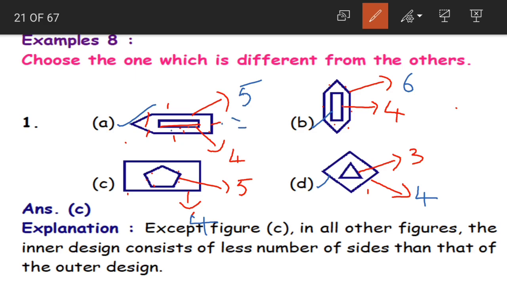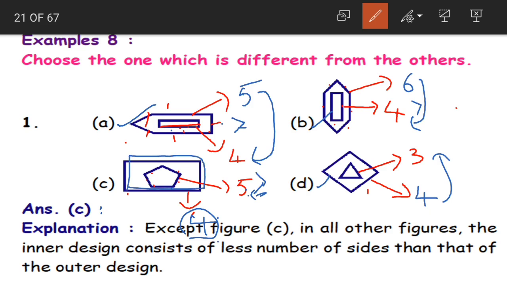In all the 3 cases, that means in A, B and D, the number of sides of the figure outside is greater than the number of sides of the figure inside. See, 5 is greater than 4, 6 is greater than 4, 4 is greater than 3. But if we look at option C, blue is the sides of the figure outside, right children? The figure outside is having only 4 sides, where the figure inside is having 5 sides. Here the number of sides of the figure inside is greater than the number of sides of the figure outside.